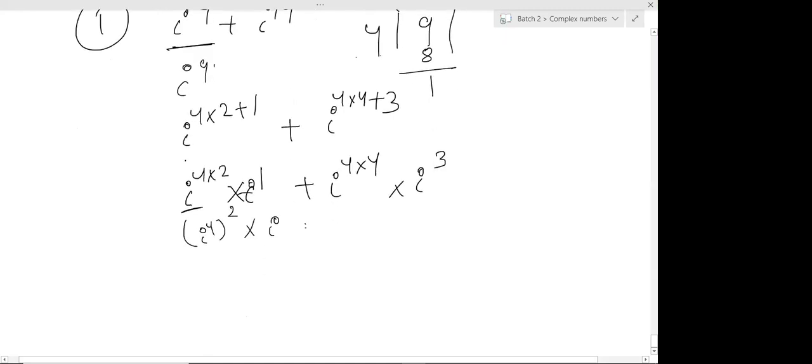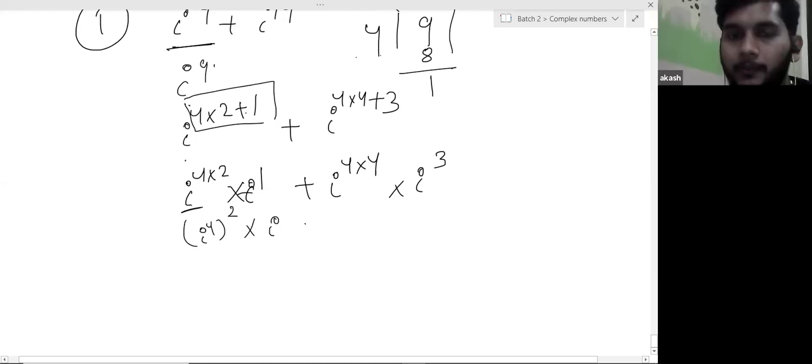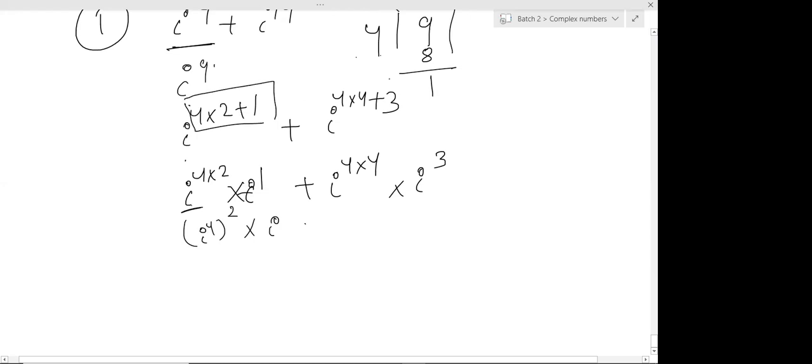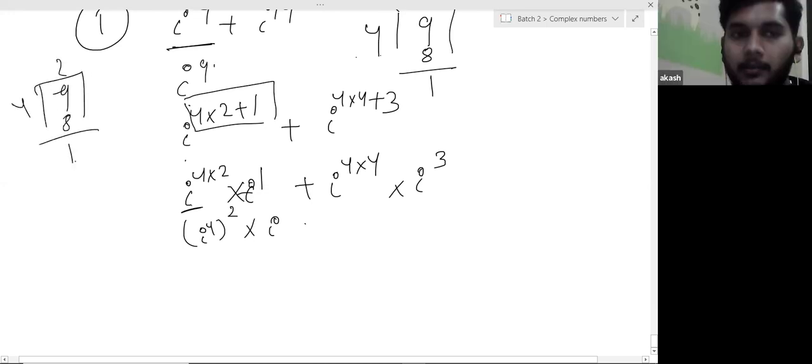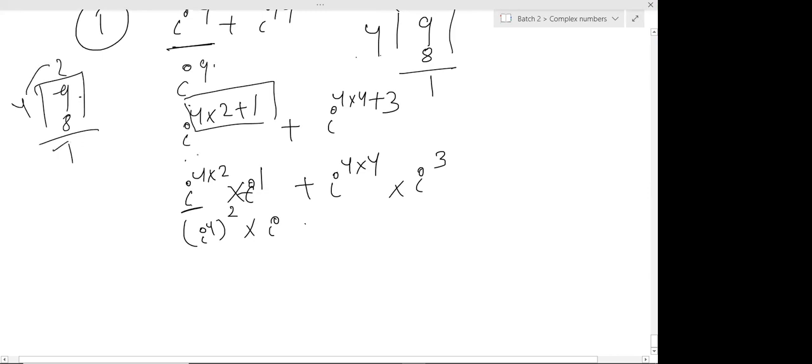So how did you separate 4 times 2 plus 1? This is 9, right? 4 into 2 plus 1. Yes, sir. I said divided, right? 4 to the 8. 9 can be written as this. The next step.